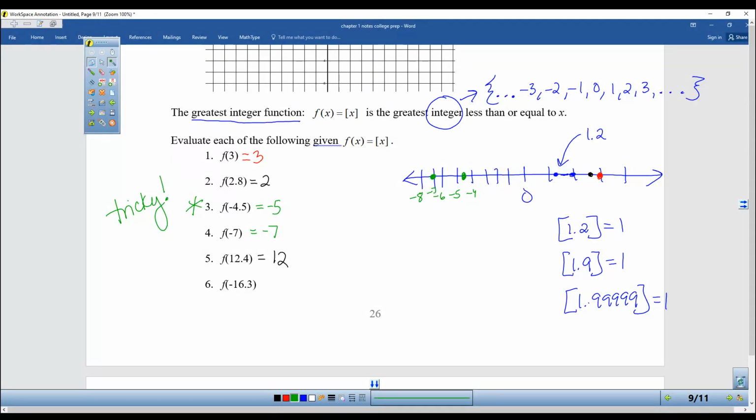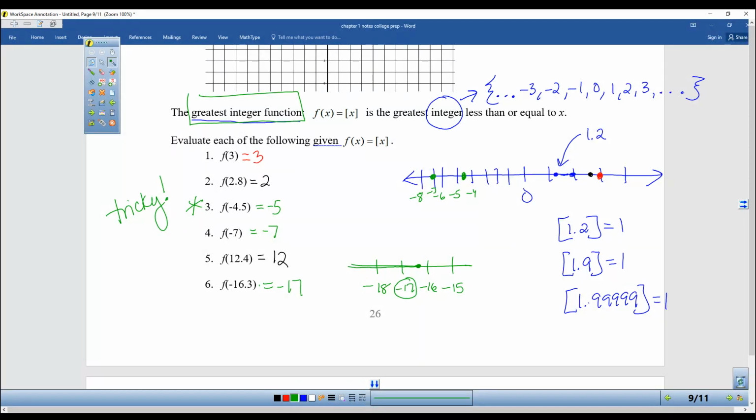Integers are fine. Now, you're not always going to be making a number line, but if you want to, you can make a little piece of one. Negative 18, negative 17, negative 16, negative 15. If you're here at negative 16.3, as you're traveling up the number line to reach that number, what's the greatest integer you've passed? Negative 17. That is the greatest integer function.